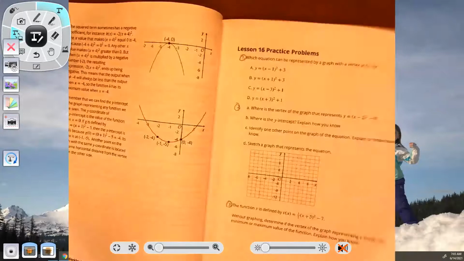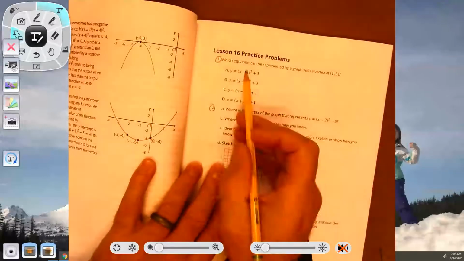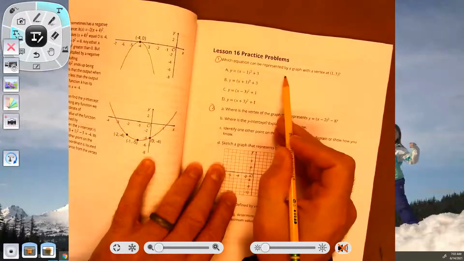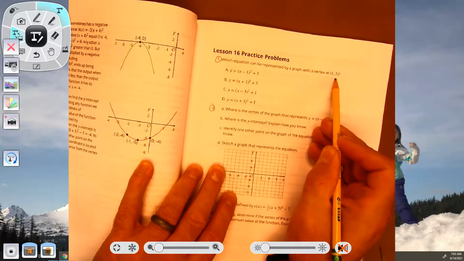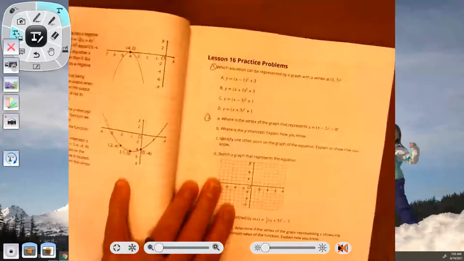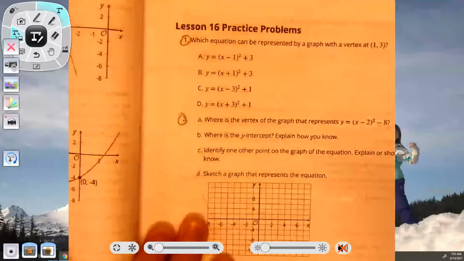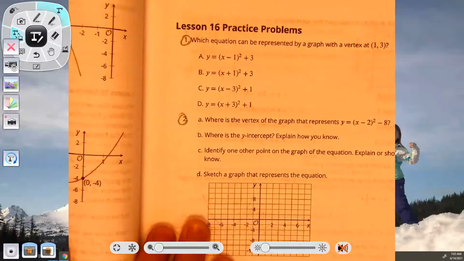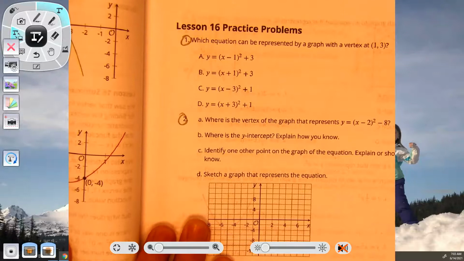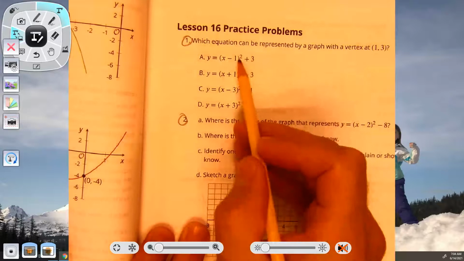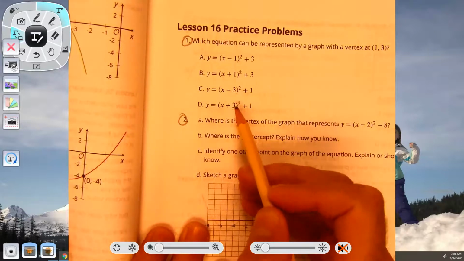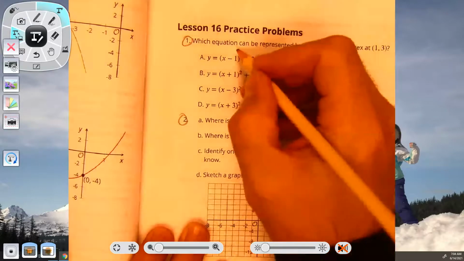Let's go ahead and get started on number 1. Which equation can be represented by a graph with a vertex at (1, 3)? Remember, a vertex is the turning point of any parabola, whether that's turning up or down, it doesn't really matter. It's just where it stops going up and starts going down, or where it stops going down and starts going up.